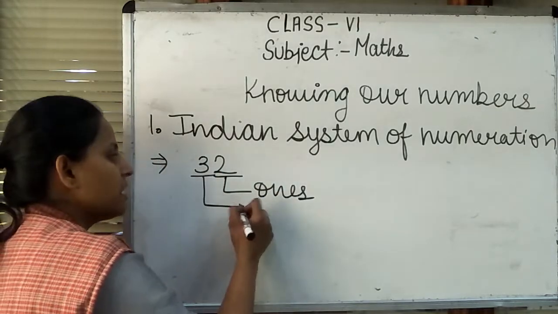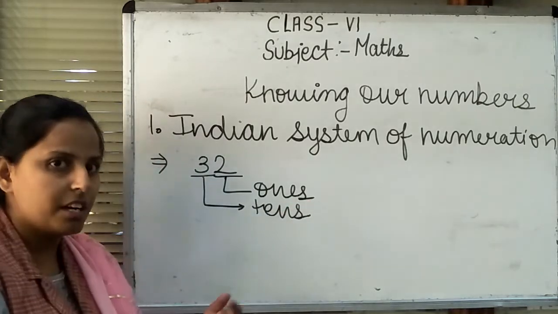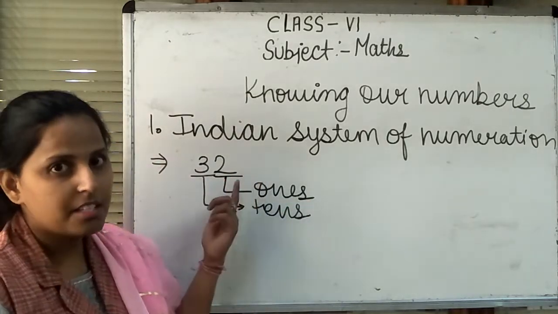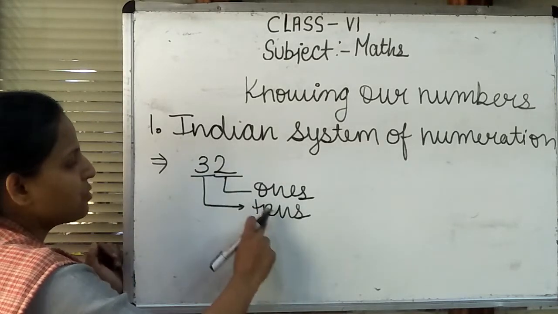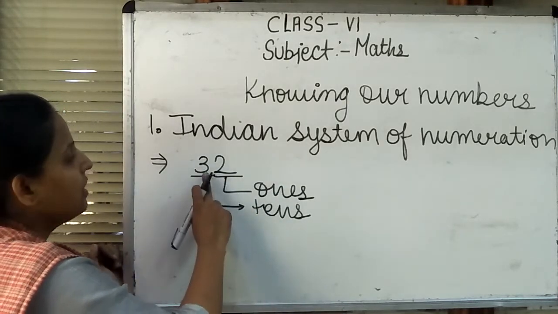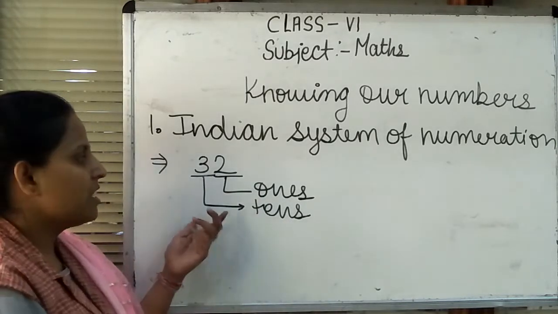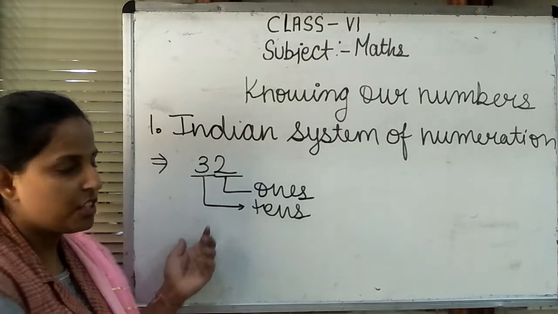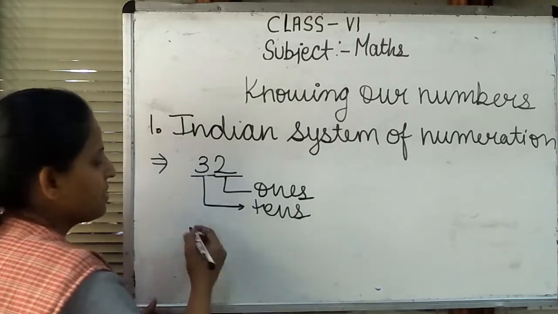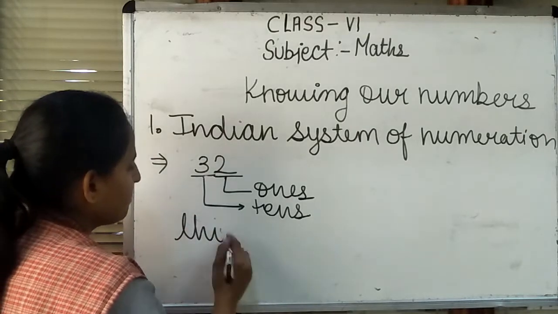Now the place of the 3 is tens, because when we find the places we start from the right side of the number. So this is ones and this is tens. So 3 is placed in the tens place. Now write the name of 3 as tens. How is tens read? Tens is read as 30, 40. The table of 10 is 10, 20, 30, 40. The name of 3 in the tens place is called 30. Now this one is easy.